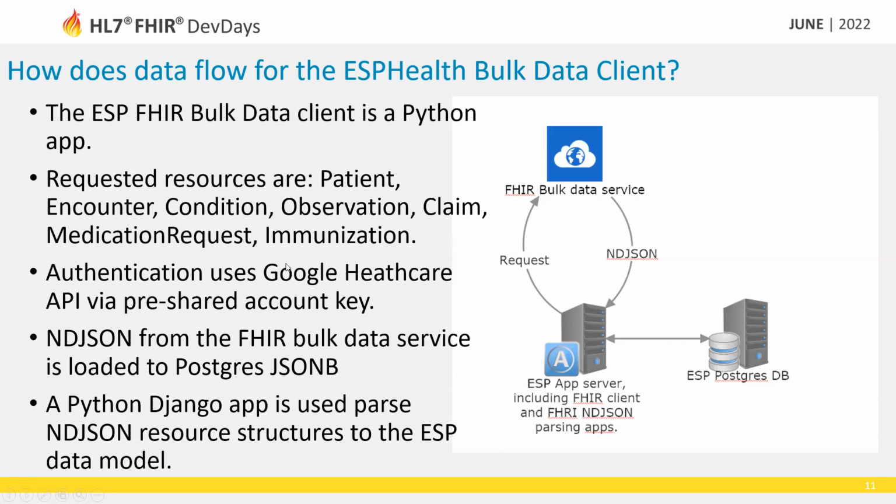The authentication process, the initial connection uses the Google Healthcare API, and there's a pre-shared account key. The ND-JSON from the FHIR Bulk Data Service is loaded into Postgres JSON-B data type, and then there's a Python Django application that parses the ND-JSON resource structures into the ESP data model.